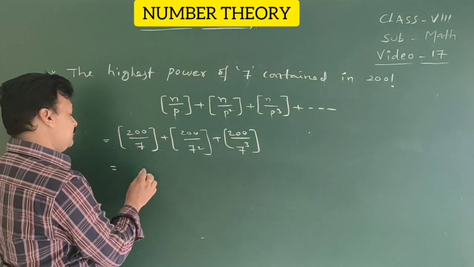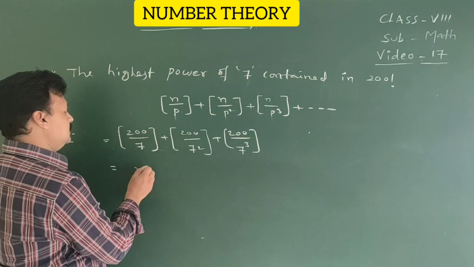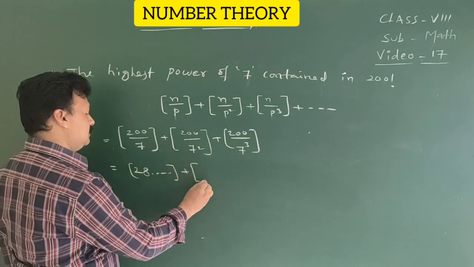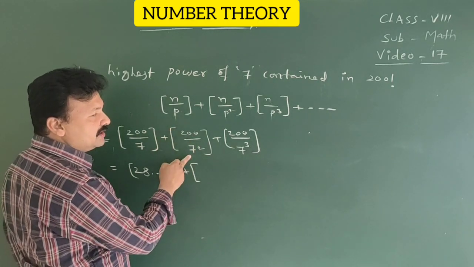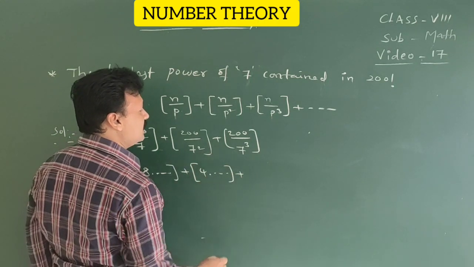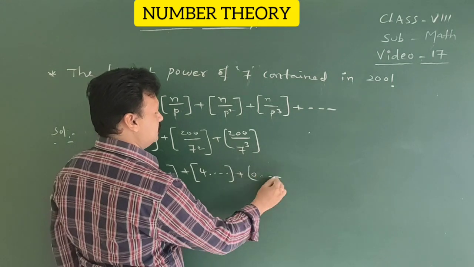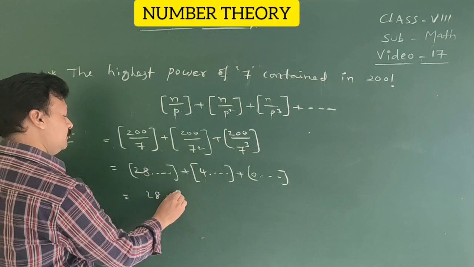Here 200 by 7 means 28 point something. Here 200 by 49, for example 200 by 50 means you get 4, so here 4 point something. Here 200 by 343, so 0 point something. So here 28 plus 4.